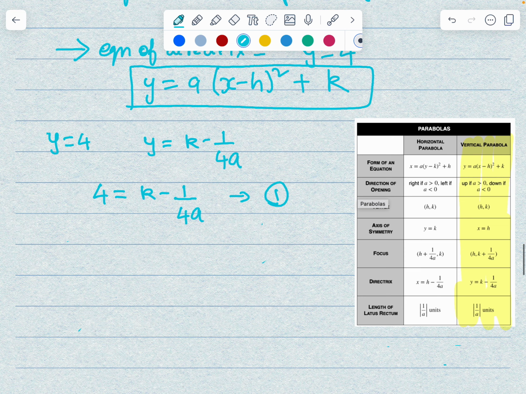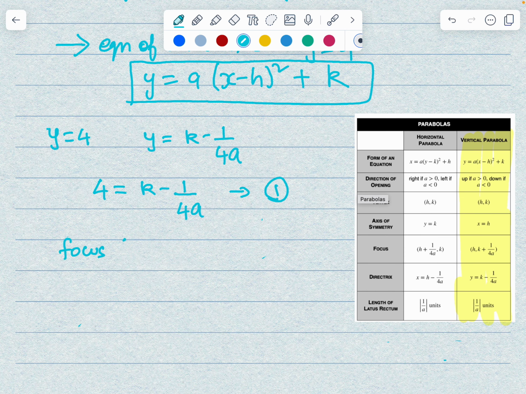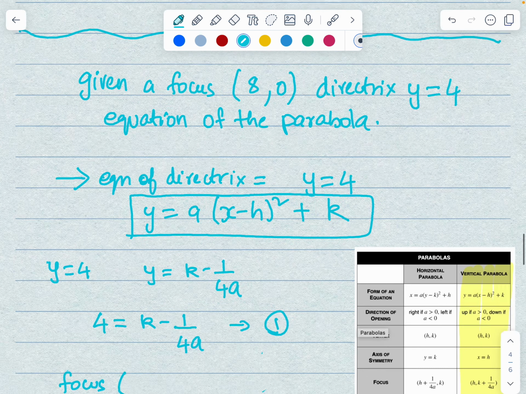But we also know that the focus is (8, 0), right? And what is the focus? It's (h, k + 1/(4a)), right? It is this one. So your h is 8, and then the second equation is 0 = k + 1/(4a). So now this becomes your second equation.